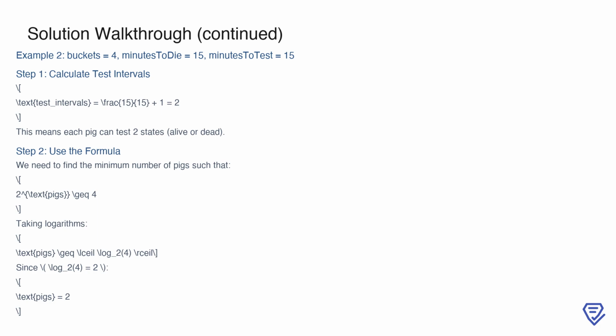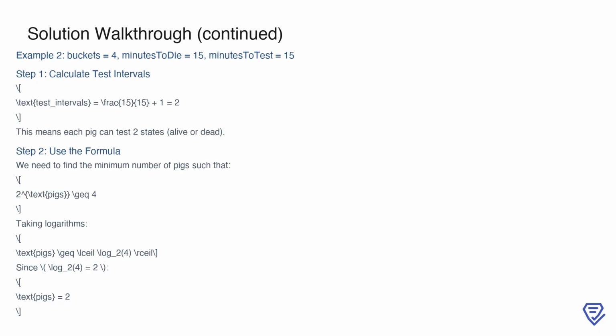Suppose we have only 4 buckets, minutes to die is 15, and minutes to test is also 15. First, we calculate the number of test intervals. Dividing the total time, 15 minutes, by the time it takes a pig to die, also 15 minutes, gives 1 test interval. Adding 1 gives us 2 test intervals. This means each pig can represent 2 states, either alive or dead. Next, we use the formula to find the minimum number of pigs. We need 2 raised to the power of the number of pigs to be at least 4, since there are 4 buckets.